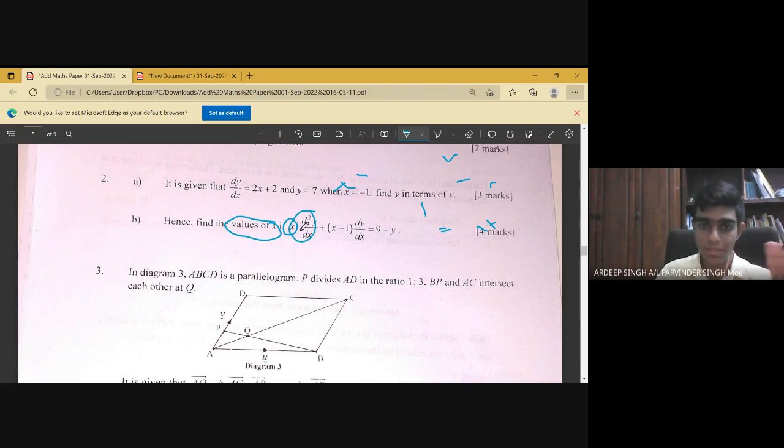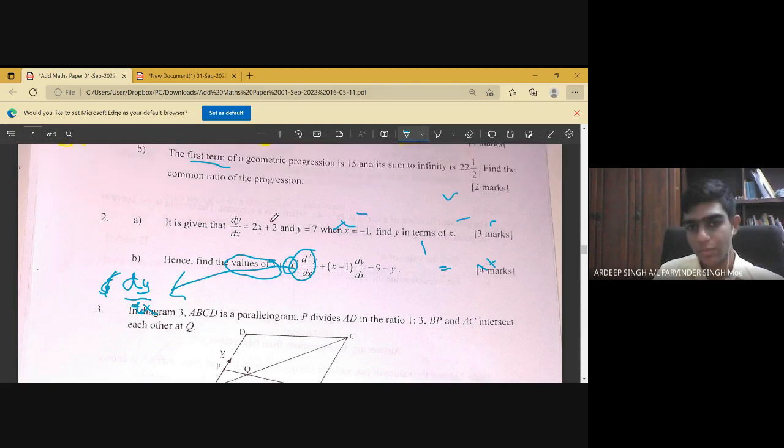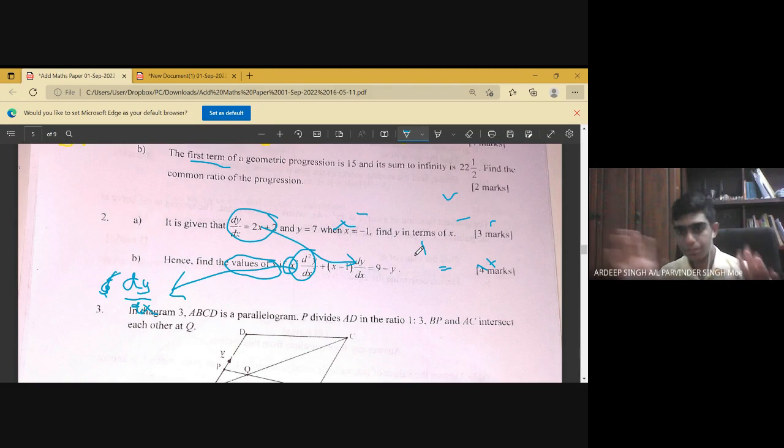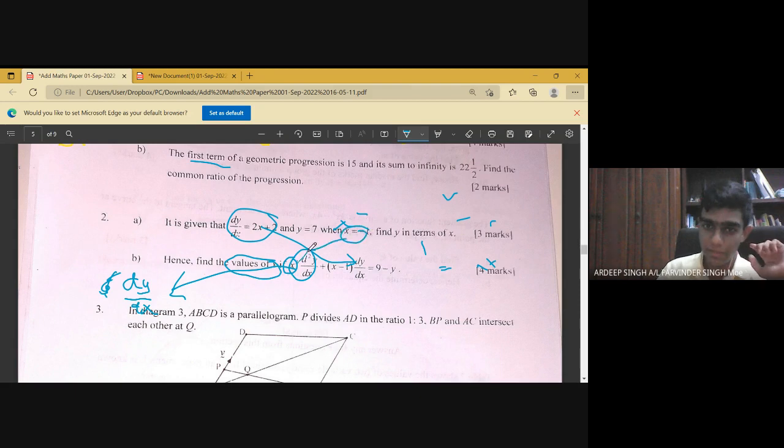Okay, what it means is you differentiate again your dy dx to get d square y over dx squared, and then you take x minus 1 times your dy dx over here. You put it over here, it's just like substitution, and 9 minus y. So what it means here, I know it's a bit confusing. So it means here x squared means you take the x minus 1 here.